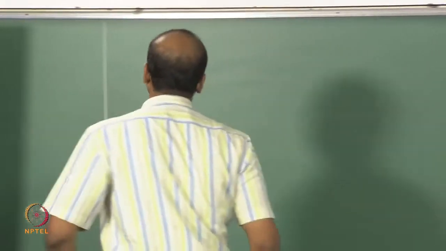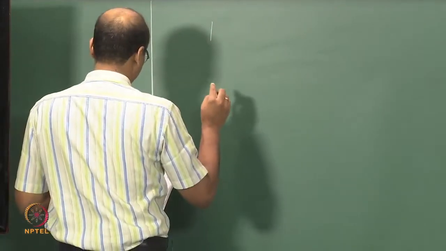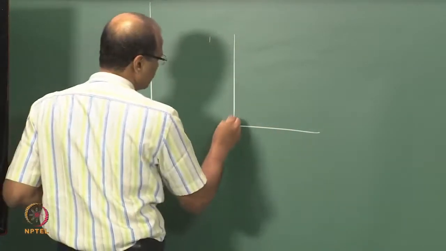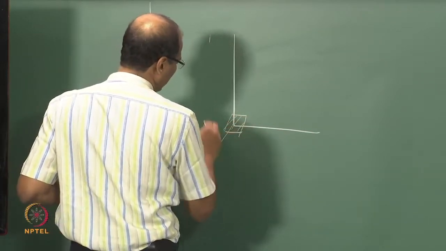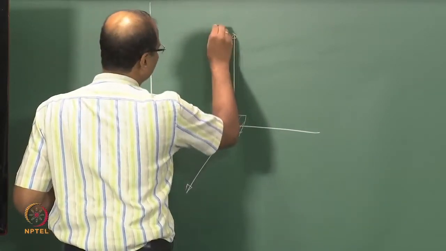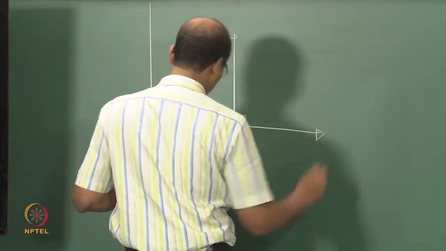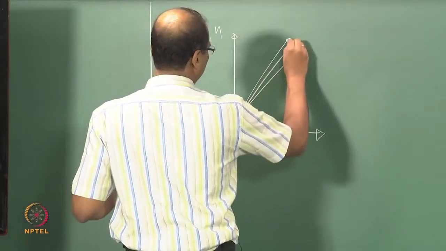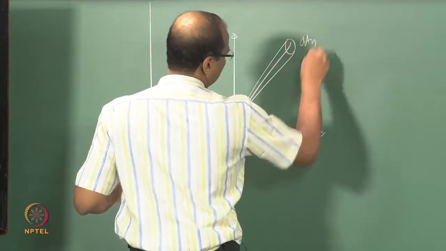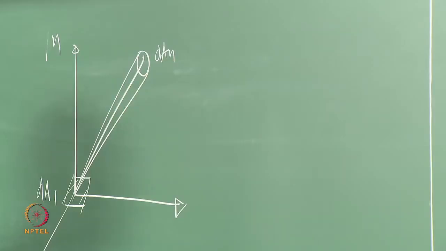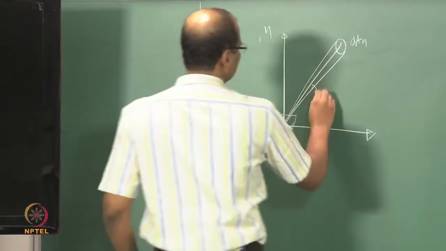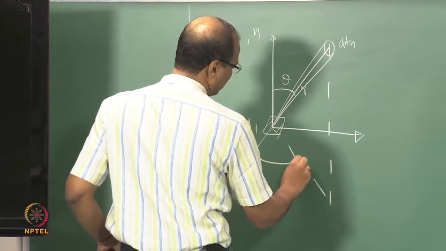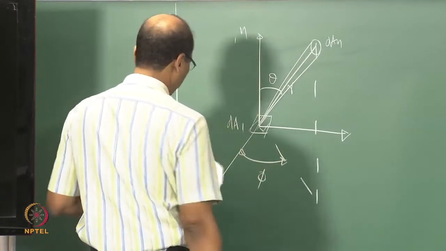Okay, so just to have a quick recap. In the last class we did this: there is a small area dA1, and n is the unit vector, at a point in space. So there is another elemental area dAn. This is the radius r, this is theta. Theta is the zenith angle and phi is the azimuthal angle.